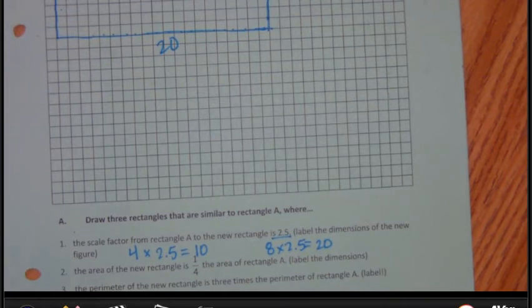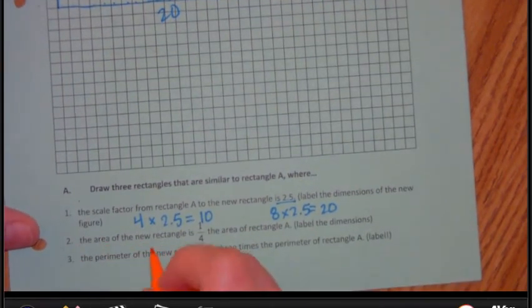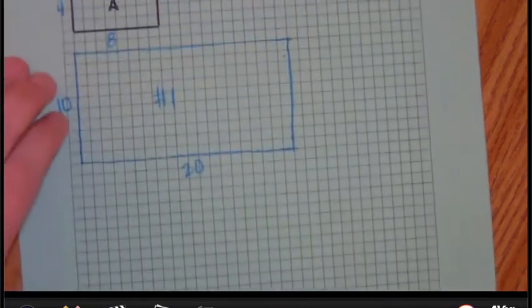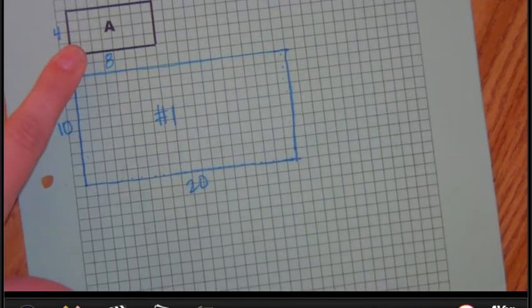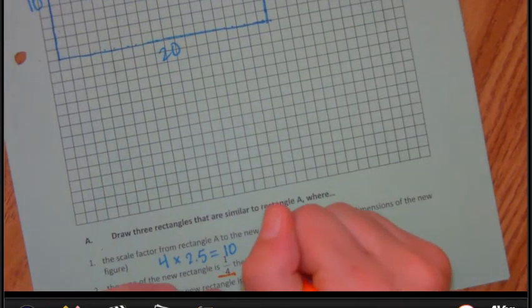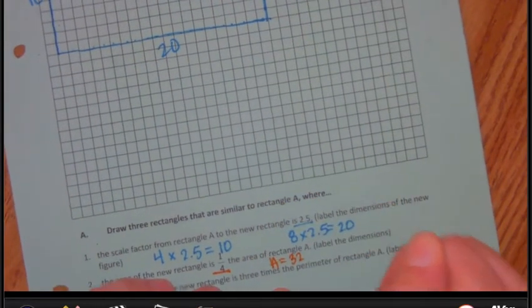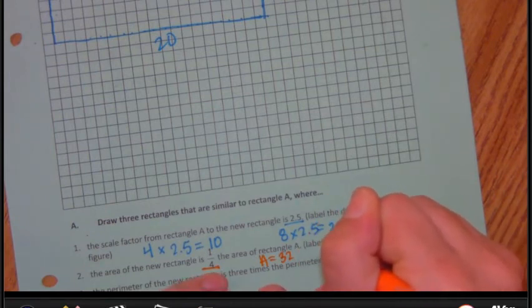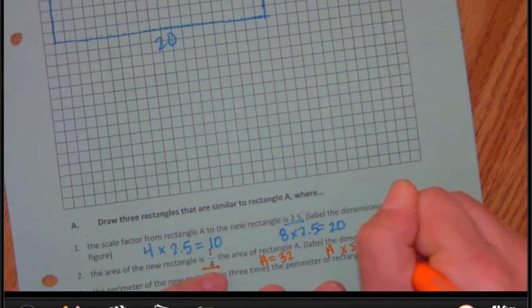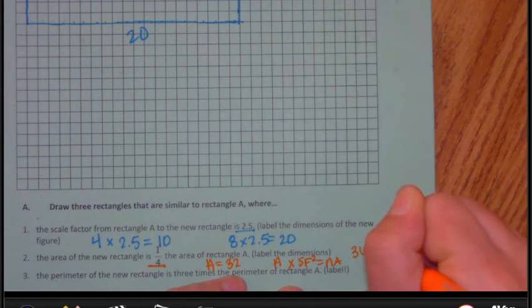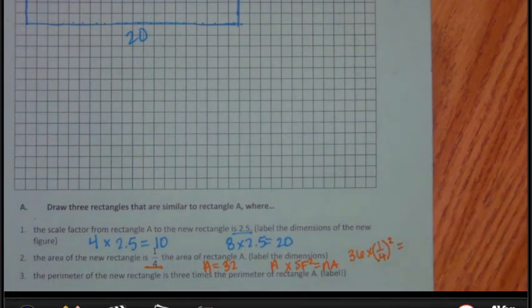Okay. Then I'm told I need to draw a new rectangle with the area of 1/4 of my original area. Well, let's look. My original area is 4 times 8. So the original area of my rectangle is 32 units squared. I remember from my previous page it's area times the scale factor squared to equal my new area. So I'm going to have 36 times 1/4 squared is equal to my new area.